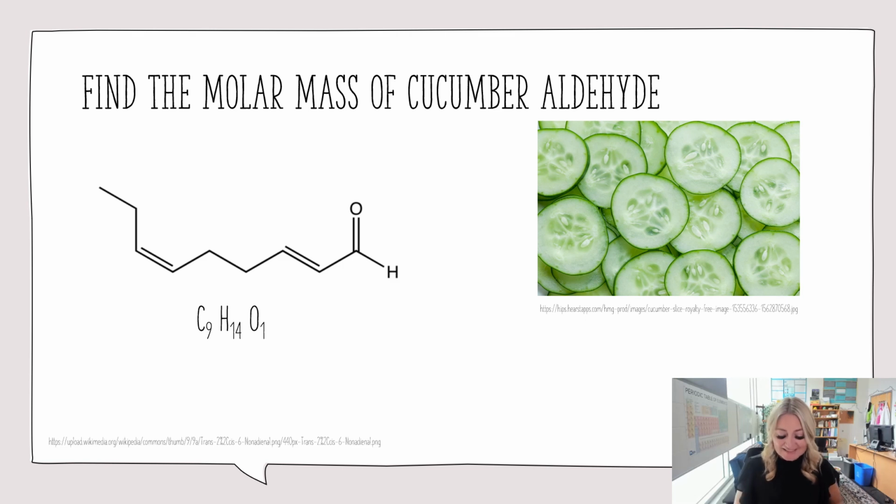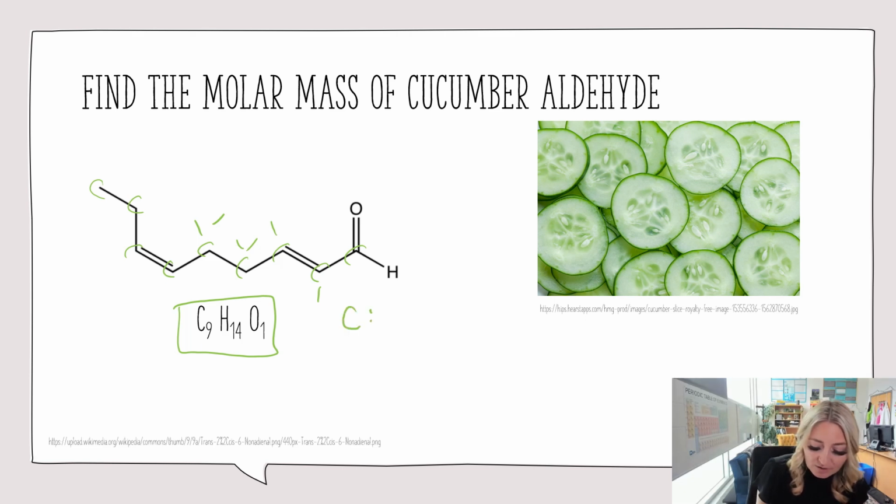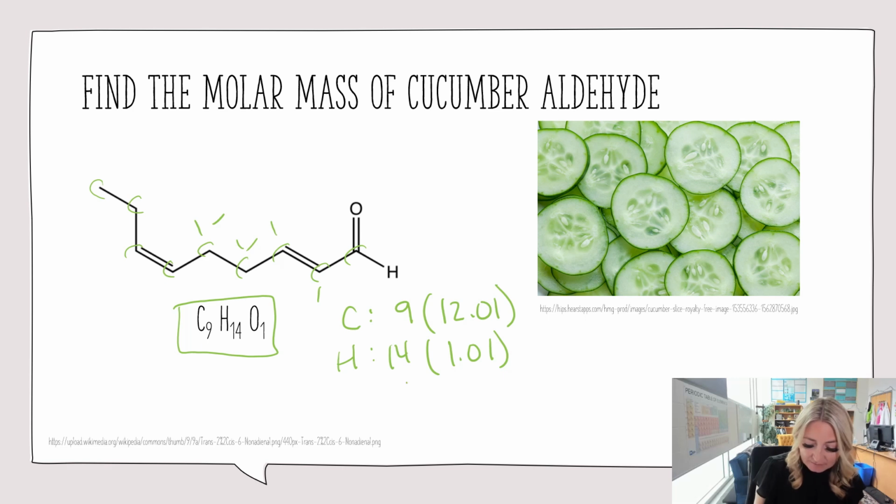All right, let's practice. This asks us to find the molar mass of cucumber aldehyde, which is responsible for the aroma and the flavor of cucumbers. To find the molar mass, I'm going to have to go to my periodic table and look up the mass of these. I'm going to start with carbon. I have 9 carbons, and the mass of a single carbon is 12.01. Hydrogen, I have 14 hydrogens, and the mass of a single hydrogen is 1.01. And I have 1 oxygen with a mass of 16.00.